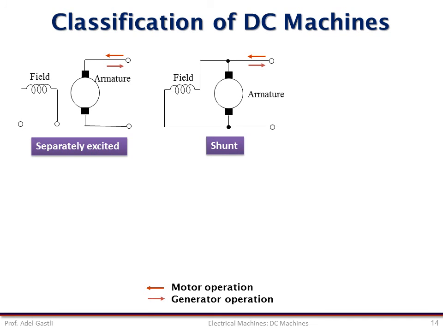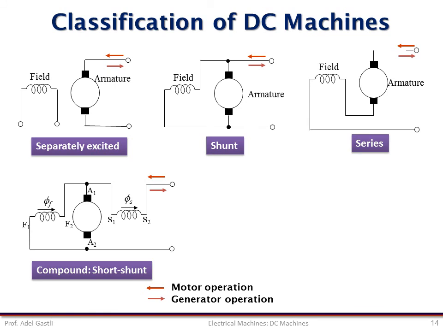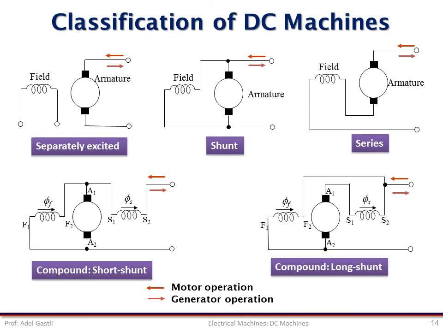This one is the equivalent circuit of a shunt machine. And this circuit represents the series connection type. This one is for the compound short shunt connection. And this one is for the compound long shunt connection. The short refers to the case where the shunt field winding is connected directly to the armature winding terminals, while in the long shunt, the shunt field winding is connected to the source terminals. That is why it is called long shunt. However, there is no significant difference between these two connections.